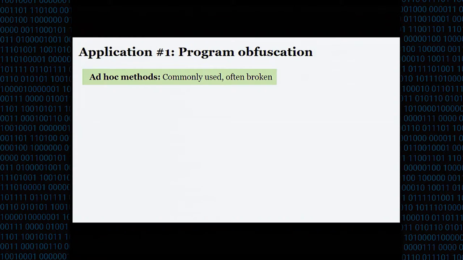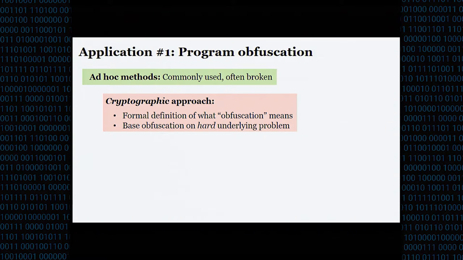However, because most of the techniques are ad hoc, they often get broken. With some static analysis and dynamic analysis tools, you can often reverse engineer the program you're looking at to learn its secrets. So another approach is to take a more cryptographic approach. Basically the idea here is we want to define formally what it means for a program to be obfuscated, and then construct a scheme that satisfies that definition, assuming some hard underlying problem.